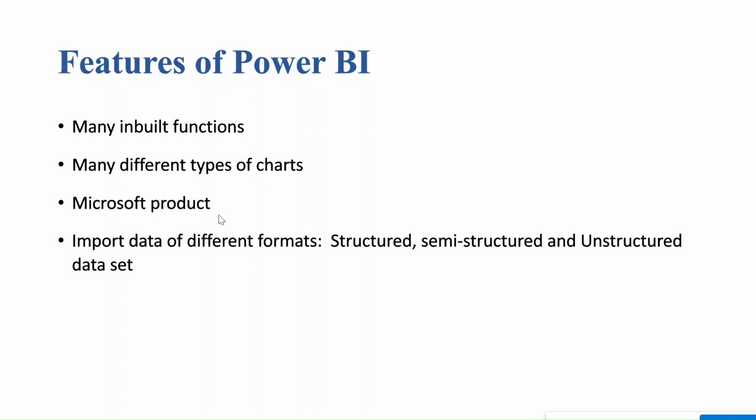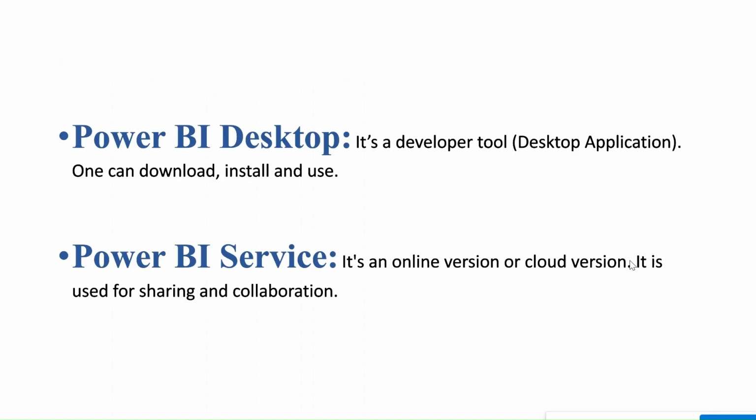The most important thing is that, unlike normal tools, Power BI is so powerful that it can handle three different types of data, whether structured, semi-structured or unstructured. In short, we can say that Power BI can handle big data also. If you combine these three terms together, structured, semi-structured and unstructured, normally it is called big data.